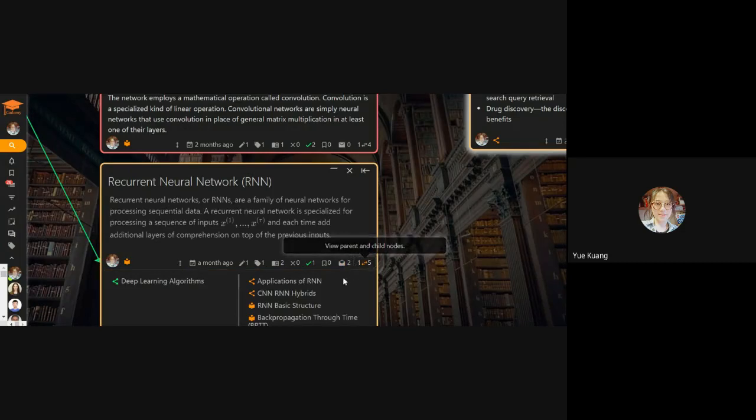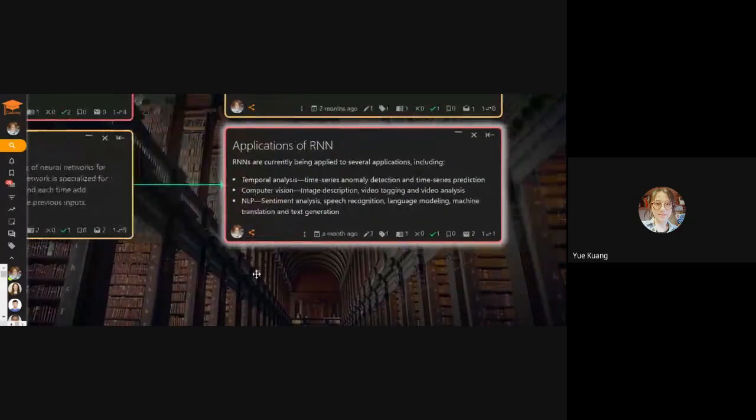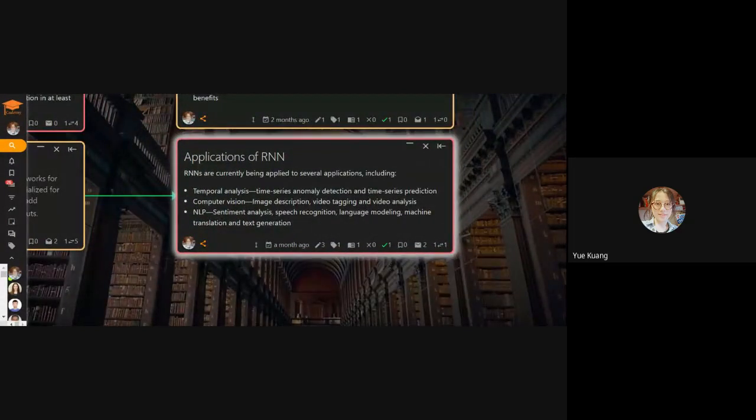So for the application of RNN, RNNs can be applied to several applications, including temporal analysis, like time series anomaly detection and time series prediction, and also computer vision, like image description, video tagging, and video analysis, and in NLP, sentiment analysis, speech recognition, language modeling, machine translation, and text generation.